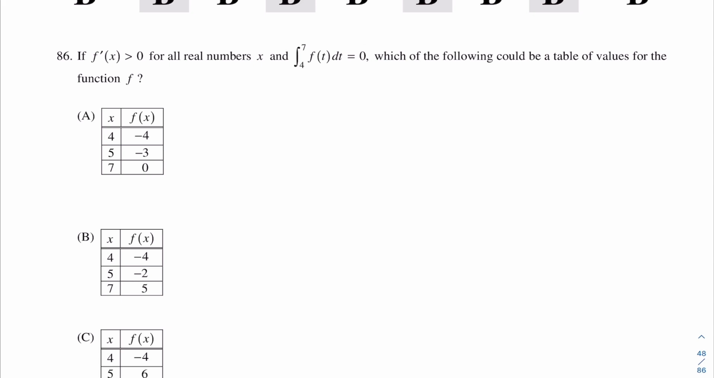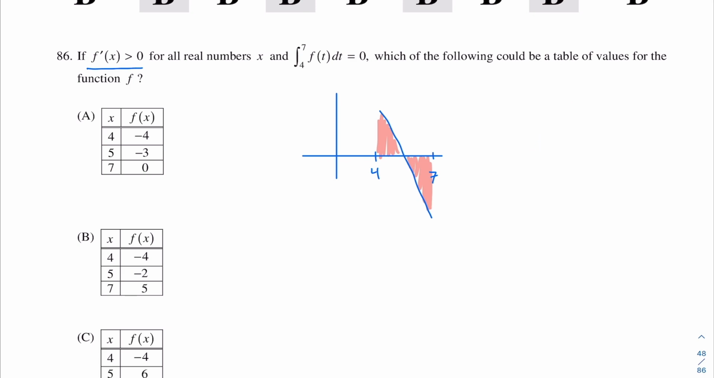So what's actually being asked of us, if we just draw a sample plot, we don't actually know what f of t is besides some of the values that are given to us. Let's just assume it looked like something like this. It's saying that the area under the curve of these points sums to 0. So it's equal to 0. And we also know, if we look here, that f prime of x is greater than 0. So that means that it's a positive slope for all the values.